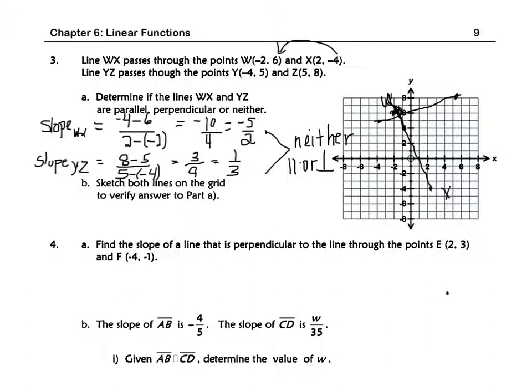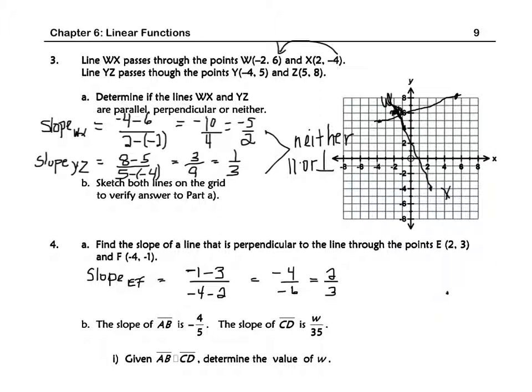Question number 4, find the slope of a line that's perpendicular to the line through those points. So again, you'd have to find the slope of line EF, which would be, you take the y coordinate of F, subtract the y coordinate of E, would be -1 minus 3, over the x coordinate of F, subtract the x coordinate of E, would be -4 minus 2. So that gives you -4 over -6, which is 2/3 when you reduce it, because both of those can be divided by -2.